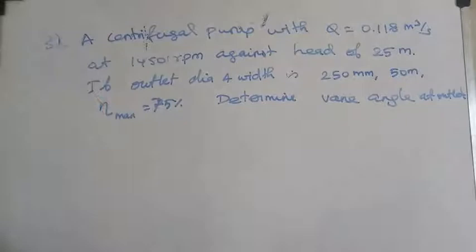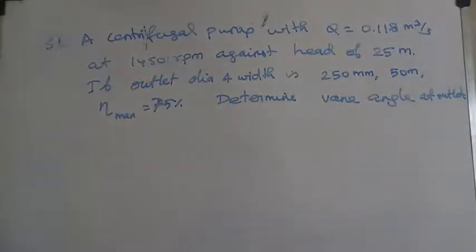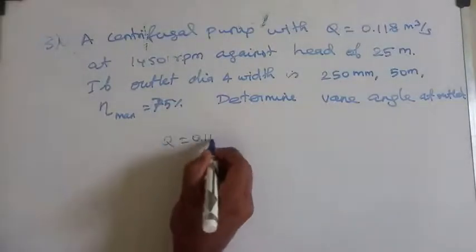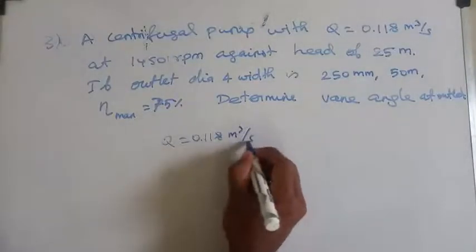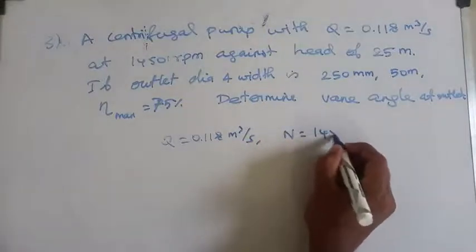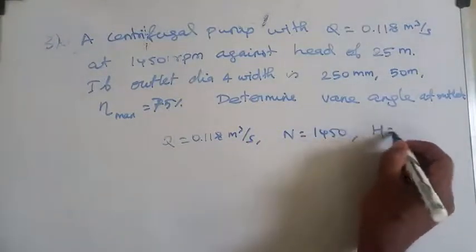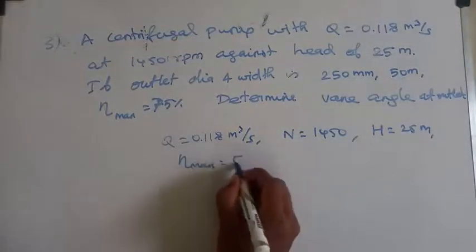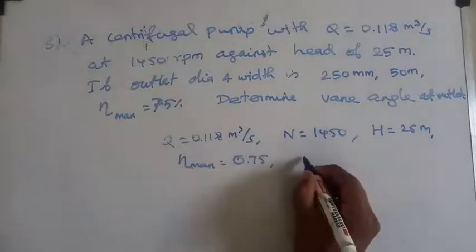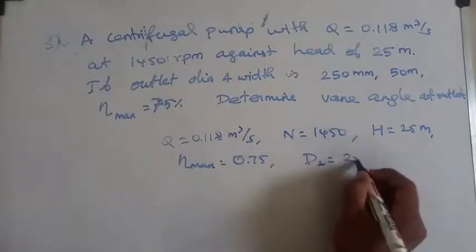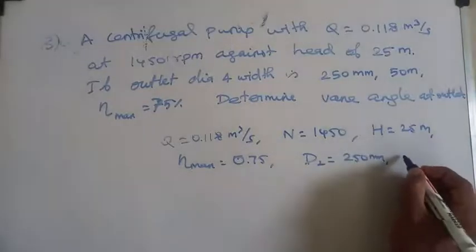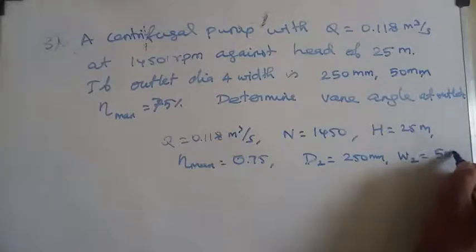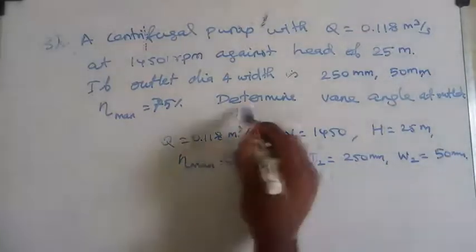Third problem. A centrifugal pump with discharge Q given as 0.118 meter cube per second, N given as 1450, H given as 25 meter, and manometric efficiency given as 75%. Outer diameter D2 is given as 250 mm and width W2 is given as 50 mm. What they are asking is to determine the vane angle at outlet.